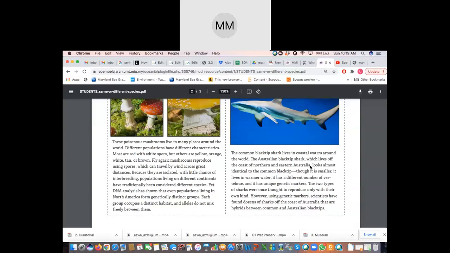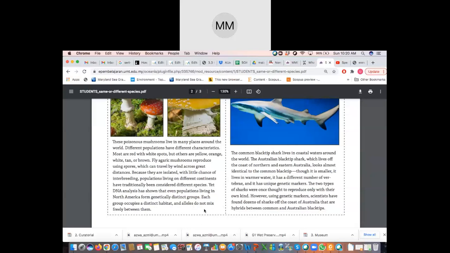Okay, so from all of this, some of your keywords here are: because they are isolated with little chance. Okay, I understand where Irdina is coming from. Populations living on different continents have traditionally been considered different. DNA, living in North America, have genetically distinct groups. Each group occupies a distinct habitat. Alleles do not mix. The alleles do not mix freely between them.